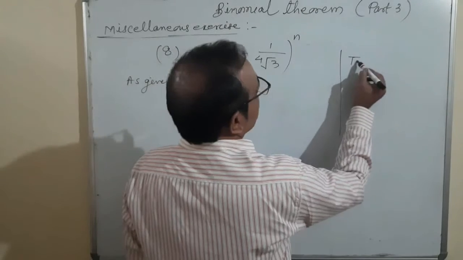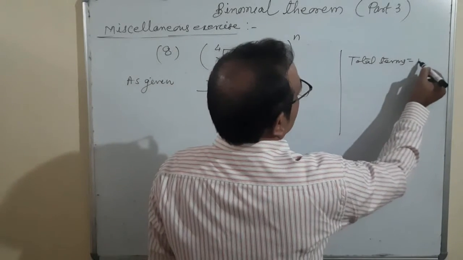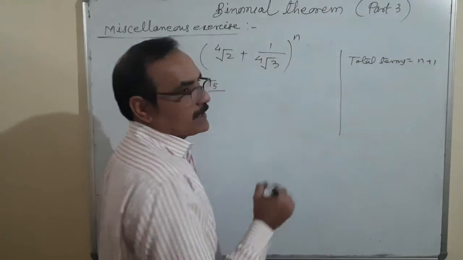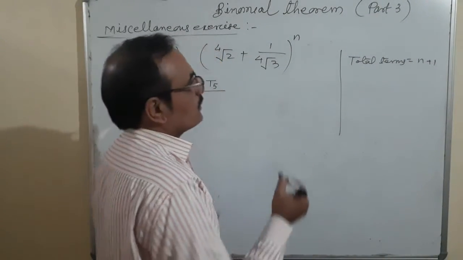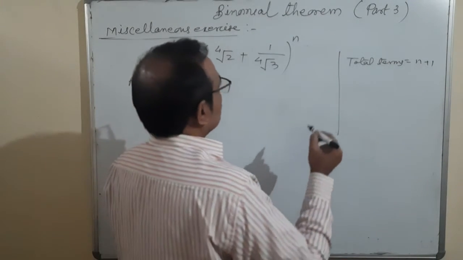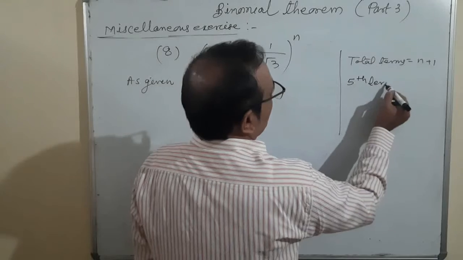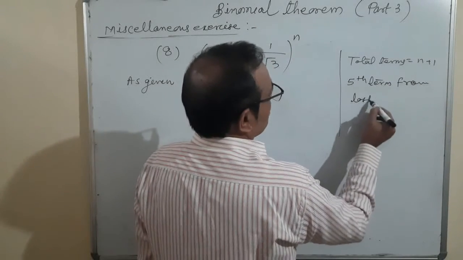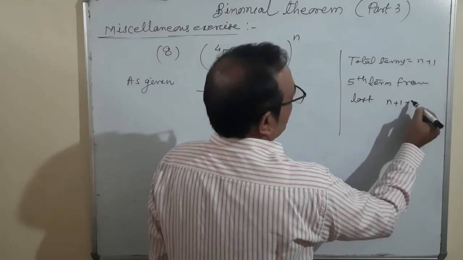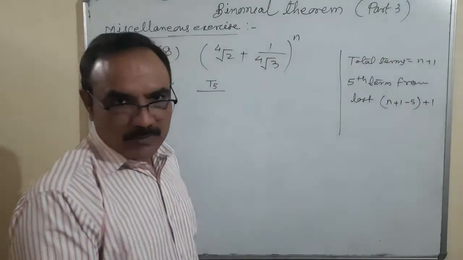Total terms. Total terms is equal to n plus 1, because the power is n, so the number of terms is 1 more than that. Okay, from the last, the fifth term from last is equal to n plus 1 minus 5 plus 1.